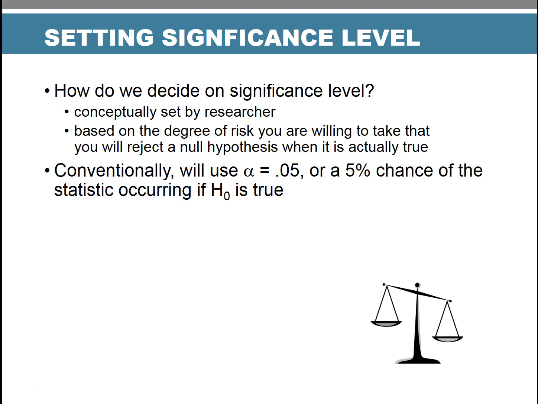Conventionally, you would use a 0.05 or 5% chance. So our significance level would typically be set at 0.05 or 5%. There are situations where we might want to set a different significance level.